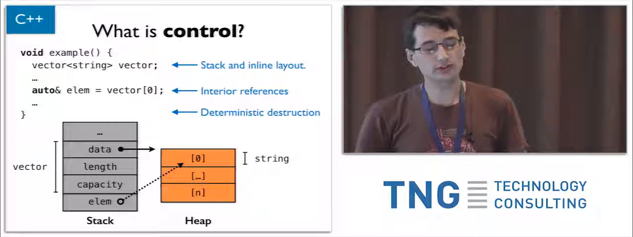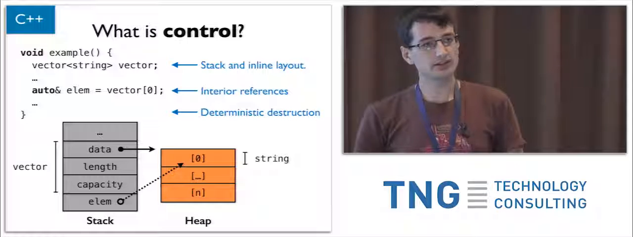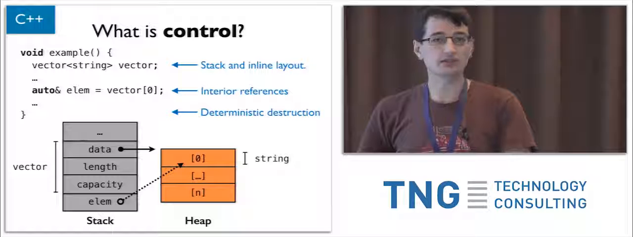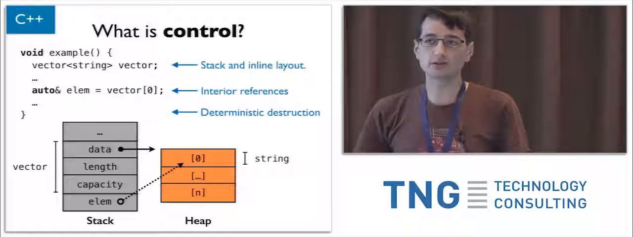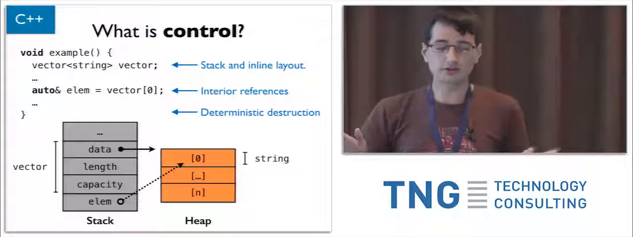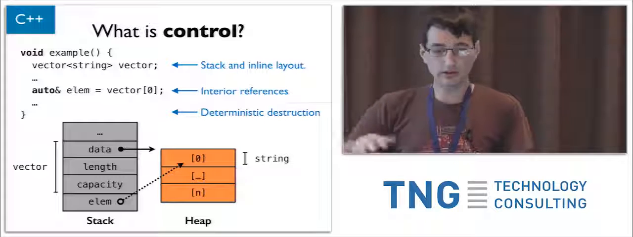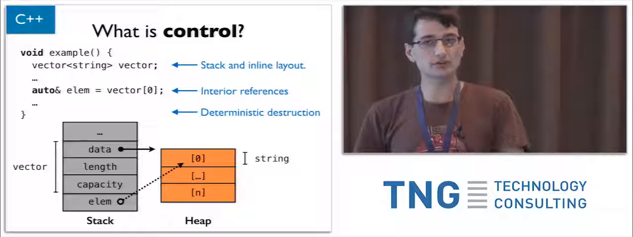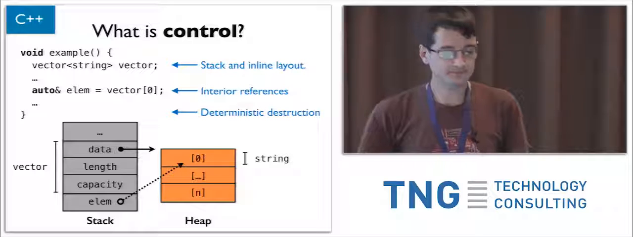And the final thing that gives us a lot of control in C++ is this idea of deterministic destruction. We know that this vector of strings is owned by this example function. So as soon as this function returns, we know that we can deallocate it. We can free all the resources associated with it. We can destroy all the internal strings themselves. And that gives us a lot of power, actually, knowing when our resources are going to be deallocated.